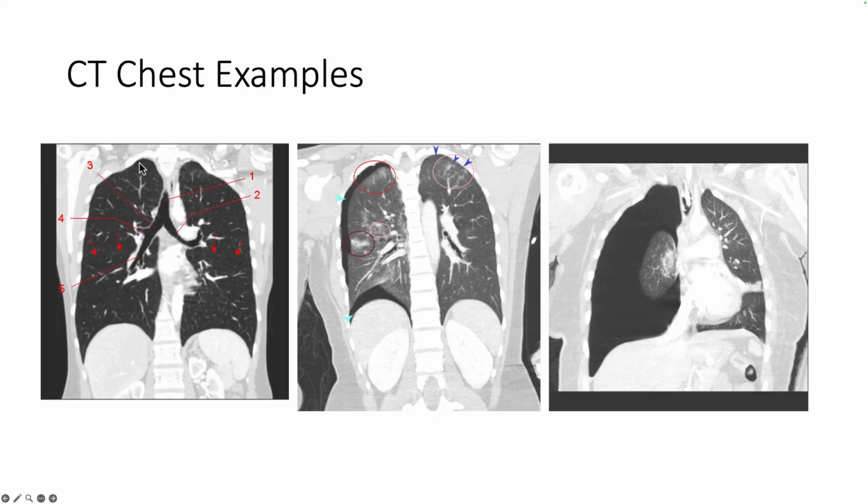And you can see normally here, the lung goes all the way up to the surface of the chest wall. So this pleural space is empty. We call that a potential space.